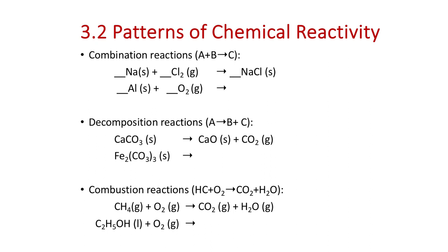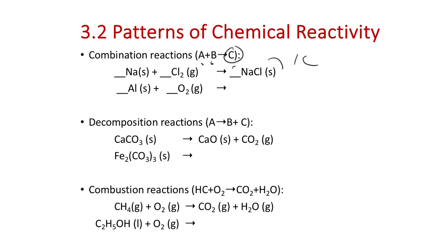Let's then talk about some patterns of reactivity we can understand. Some basic types of reactions that take place are simple combination reactions. That's where we have 2 elements combining to form a single product. Sodium and chlorine do this. In fact, our metals and non-metal elements tend to do this to form ionic compounds. This is the basic reaction that forms most of our ionic compounds.